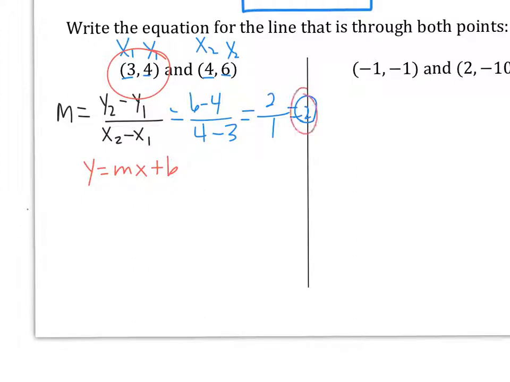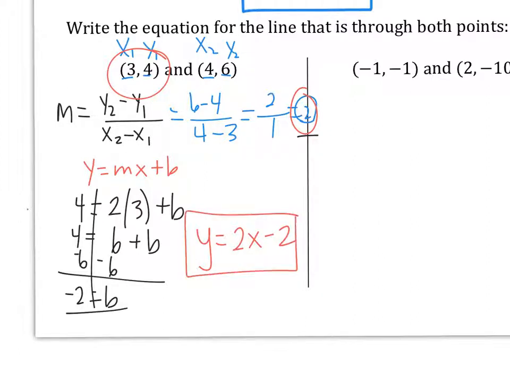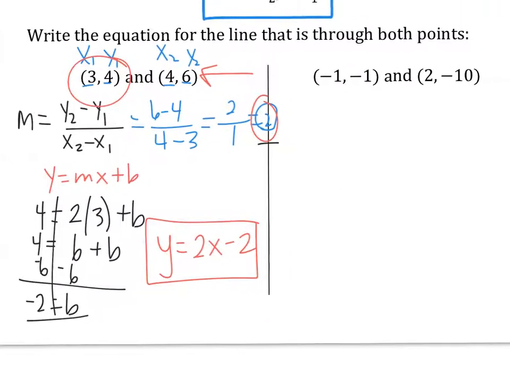So I have my point and I have my slope, and so I'll plug in y, which is 4, equals m, which is 2, x, which is 3, plus b. So 4 equals 6 plus b, and I'll subtract 6. 4 minus 6 is negative 2, equals b. So I have my slope, I have my y-intercept. Let's put it all together, and I get y equals 2x minus 2. And that's my equation that goes through those 2 points that we were given at the beginning. Let's take a look at the next example.